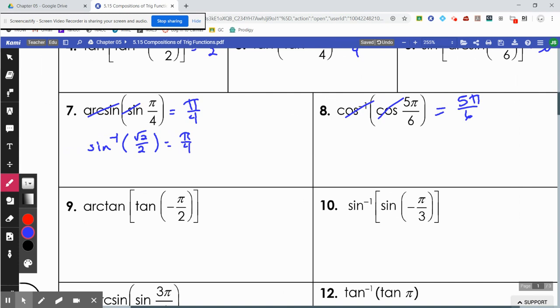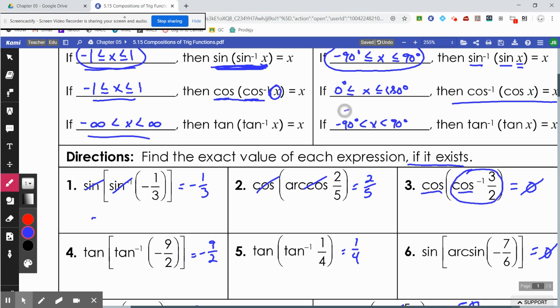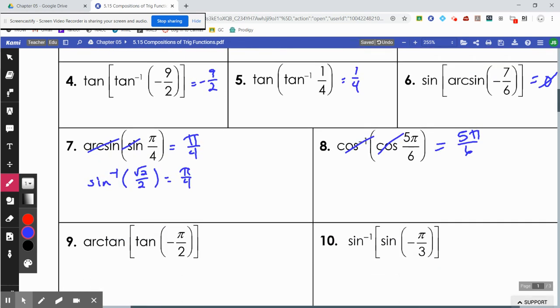Number 9, the inverse tangent of the tangent. As long as we're between -90 and +90, we're fine. And you can see that here. But there is an issue with this. It's non-inclusive. You do not include -90. So therefore, the arctangent of the tangent of -90, the tangent of -90 is actually undefined. You cannot find the tangent of -90. So therefore, this is no solution here.